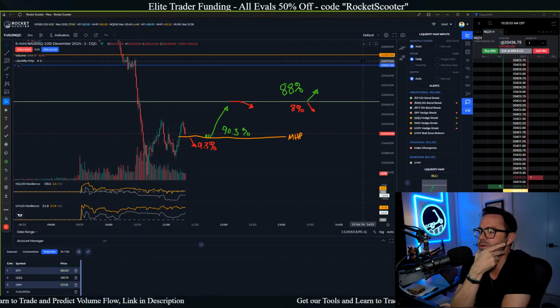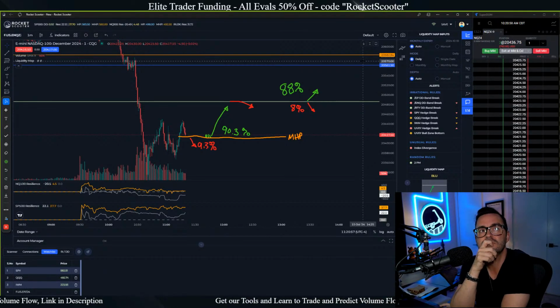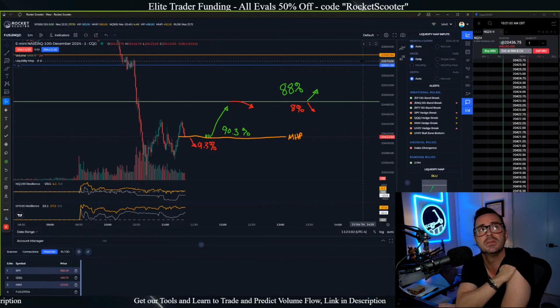90.3% chance we hold above this 20 whatever level this is. Rich got that bounce back to 3,700.